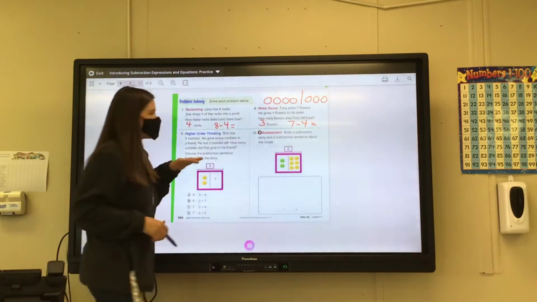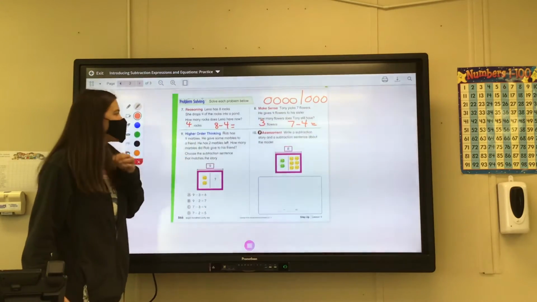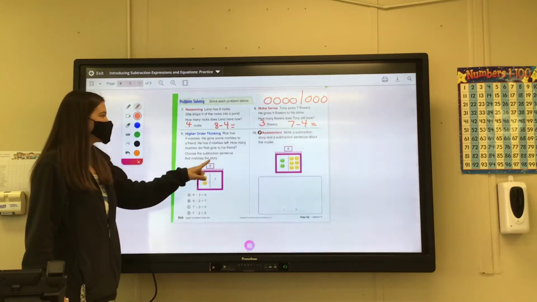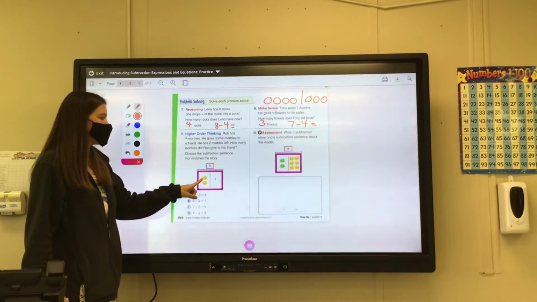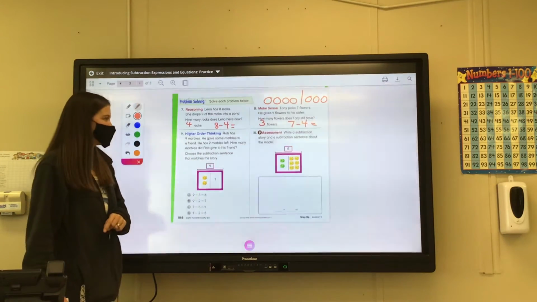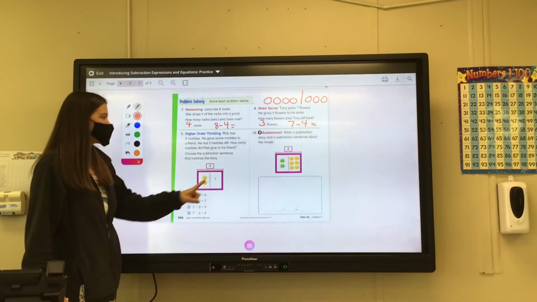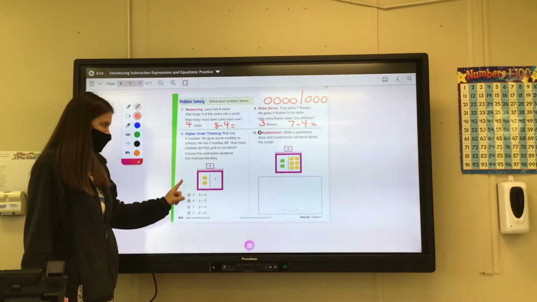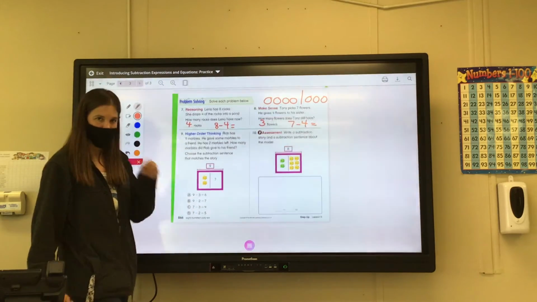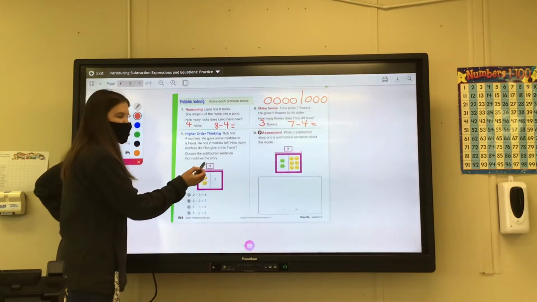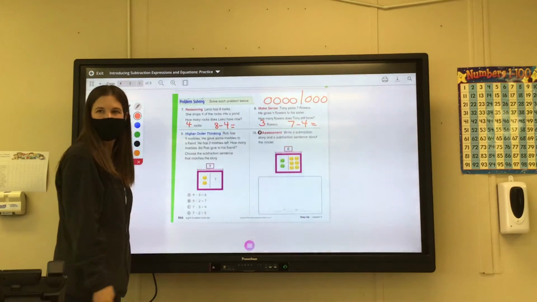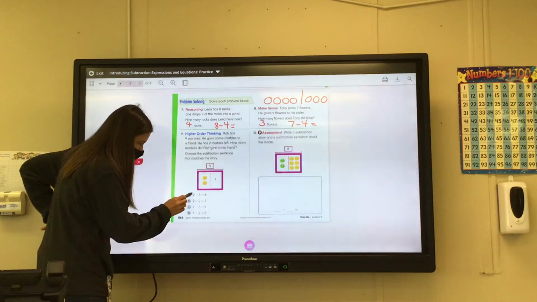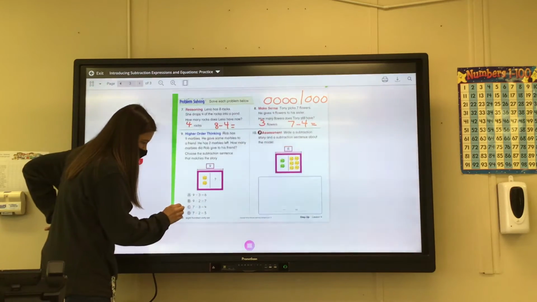Okay, let's look down at number 9. Rob has 9 marbles. He gave some marbles to a friend, and now he has 2 marbles left. How many marbles did Rob give to his friend? So we have to find the subtraction sentence that matches the story. So let's first of all find out, what's the whole number? How many marbles did he have? 9. So we know that when we look down here, the first number has to be 9, right?